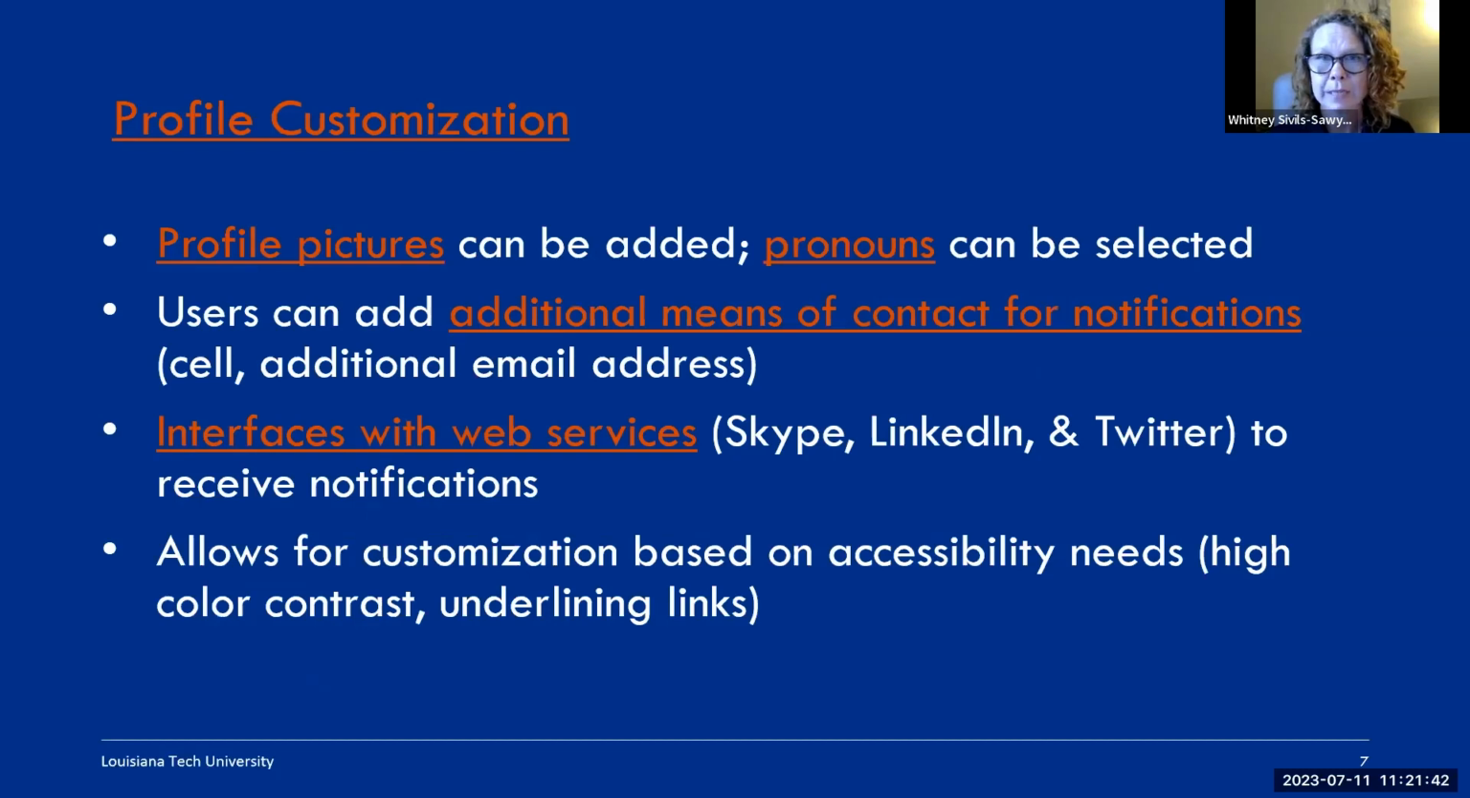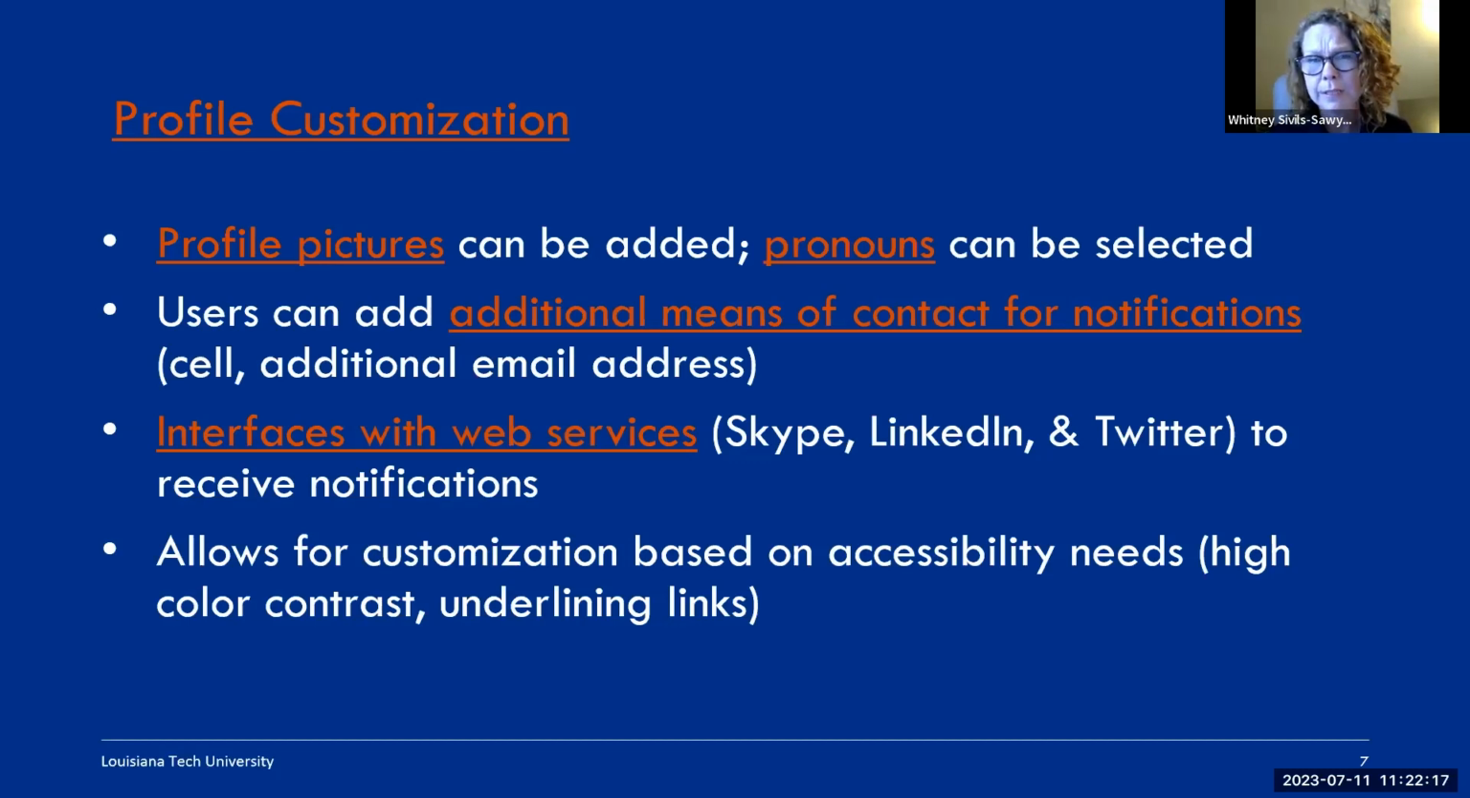Users can add additional means of contact for the LMS to contact you with notifications. So this can be a personal cell phone or a personal email address, and this is how the LMS pushes out notifications to you, not how you get contacted by other people. So just because you put in alternate means of contact for the LMS does not mean that your personal cell phone and your personal email address will be published to other learners or other faculty members.